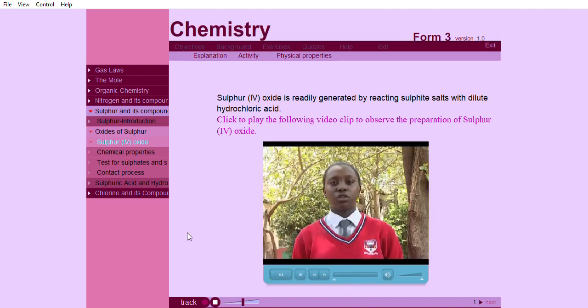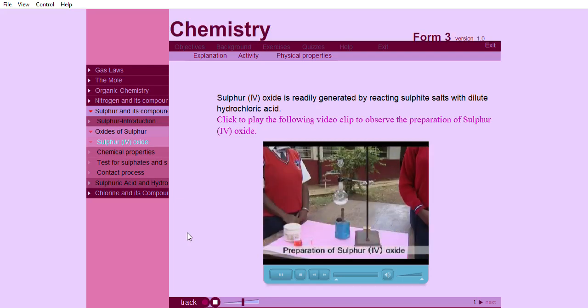The following video clip shows the preparation of sulfur 4 oxide. It is either prepared in a fume chamber or in open air. This is because sulfur 4 oxide is poisonous. The following is the setup in preparation of sulfur 4 oxide.